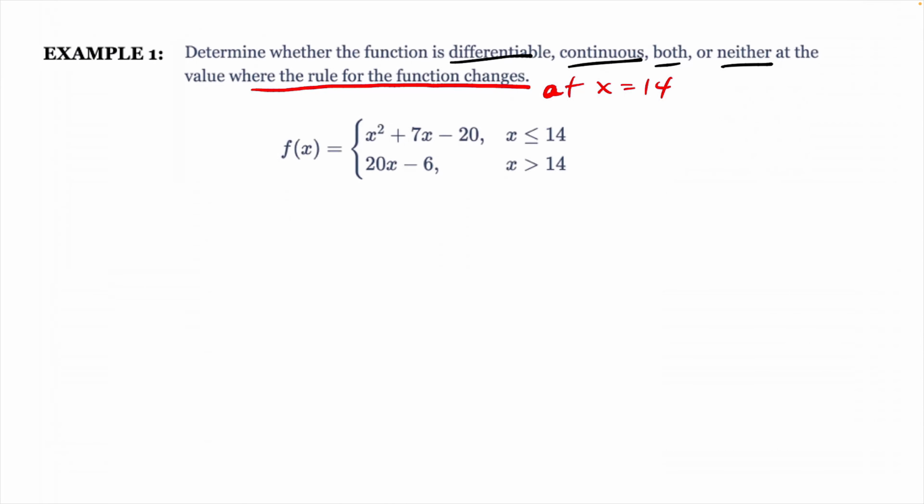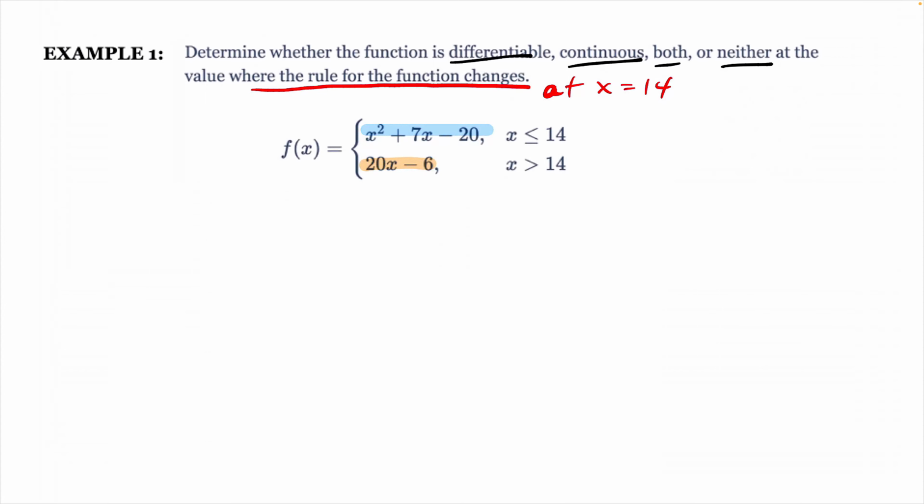Why are we going to only check 14 and not anything else? That's where the rule changes, right? If it's 14 or less, I use the top. That's a quadratic, let me highlight this. I use the blue. If the number we plug in is greater than 14, I use the orange. It's linear. Linear and quadratics don't have any continuity issues.